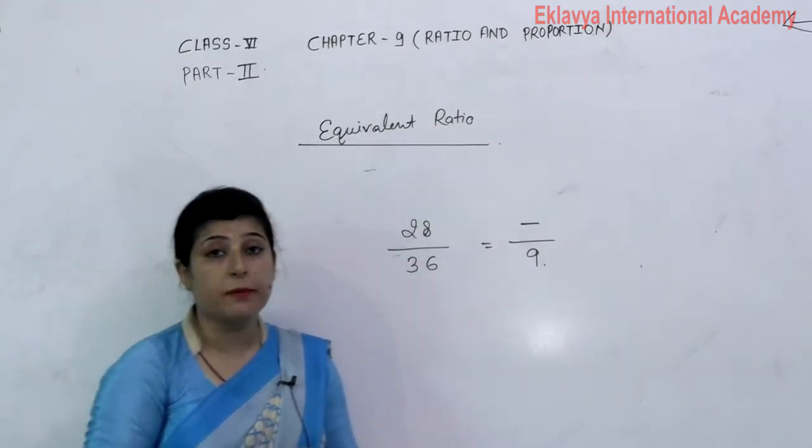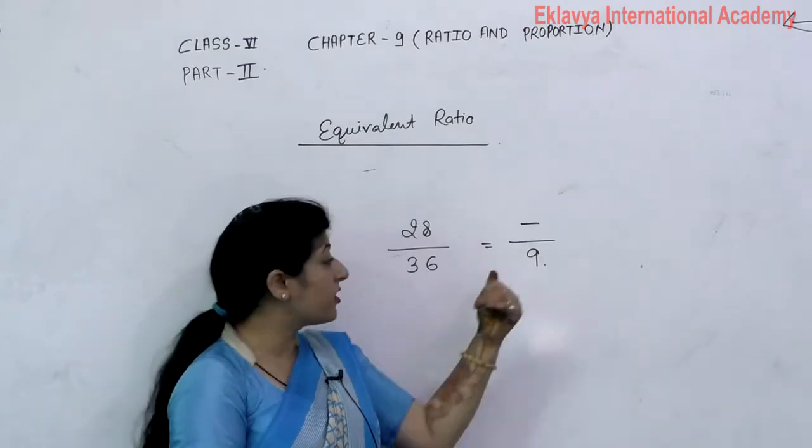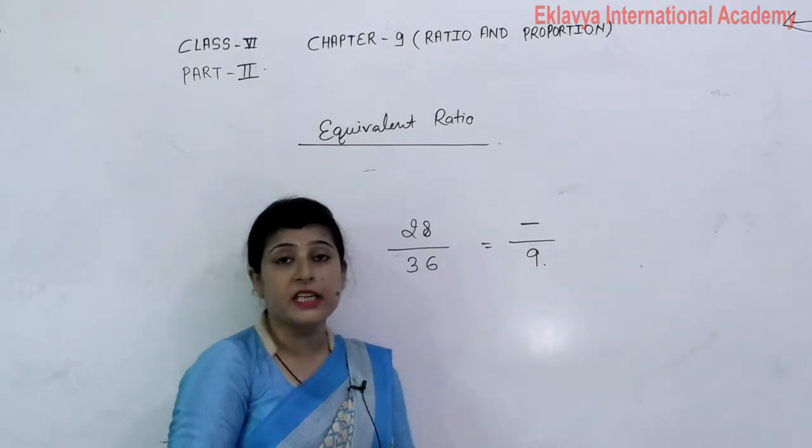Obviously we can't multiply. If we multiply, then we will get something greater. But we want the smaller number, which means we have to divide.